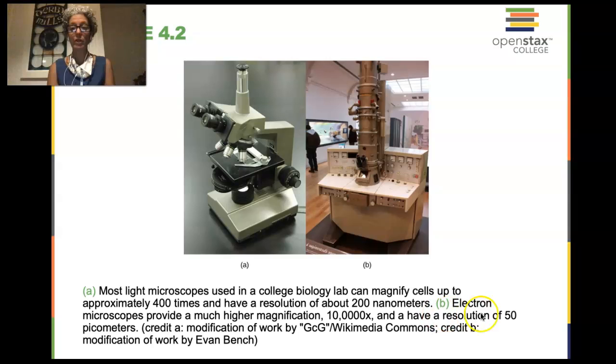Electron microscopes have a resolution of 50 picometers. A nanometer is 1 billionth of a meter, 10 to the minus 9. And a picometer is 10 to the third fold smaller than that, so 10 to the minus 12. So, extremely high resolution images.